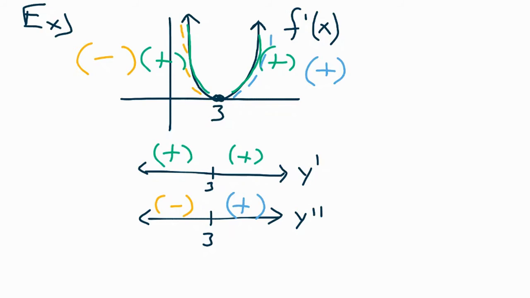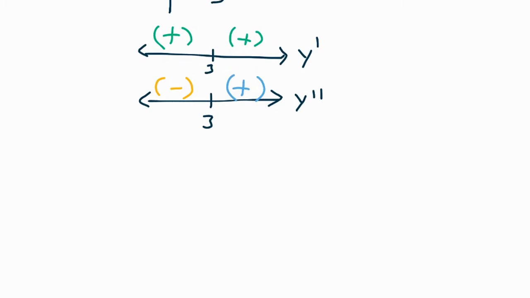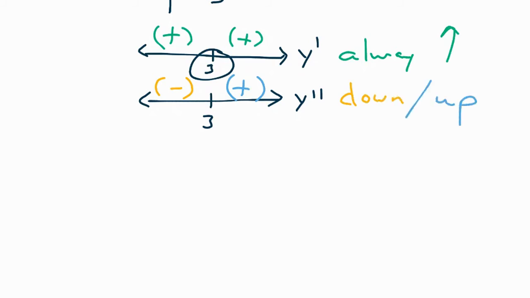So what does my original function look like? It's a little different, isn't it? It's a graph that's always going up, except at this one point where the slope is actually equal to 0. And yet it's concave down for a while, and then it switches to concave up. So what does my original graph look like?